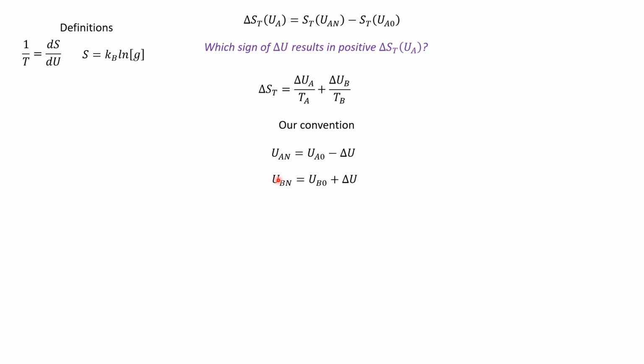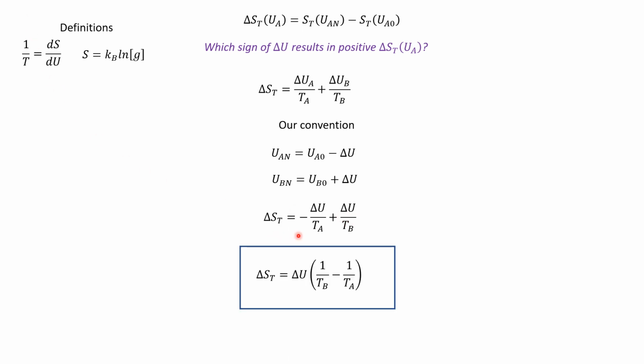Now recall from our convention that the new energy is given by the initial energy minus delta U when we are dealing with system A, and the new energy is given by the initial energy plus delta U when we are dealing with system B. So that means that delta UA, in other words, the new energy minus the initial energy, is equal to minus delta U. So we replace this term with minus delta U, and this term, for the same reason, will be equal to plus delta U. So we replace this term with delta U. Now we just reorganize this expression a little bit to find an expression for the variation of the total entropy in terms of delta U and the temperatures of system B and system A.